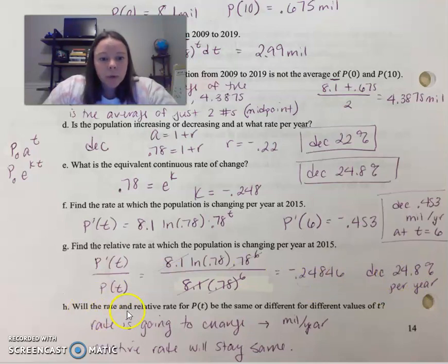And then lastly, will the rate and relative rate of change for P of t be the same or different for different values of t? So the rate's going to change in millions per year. Relative rate, however, will stay the same. And you can see that with the formula. See, when you write it all out, see how the 8.1s cancel, the 0.78 to the whatever number you put in, it's always going to cancel out. You're always going to have a consistent relative rate of change. But your slope of your tangent line along your function is definitely going to be changing, and that's what this is.